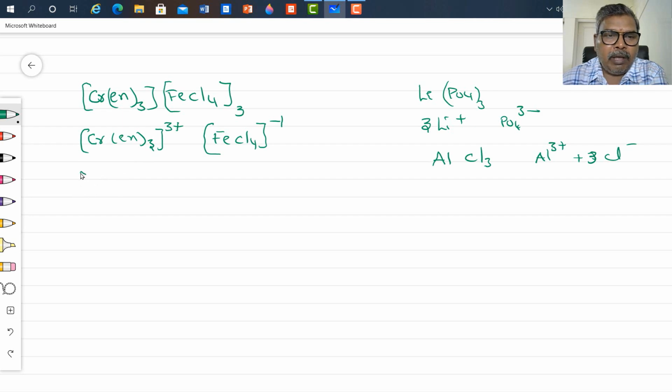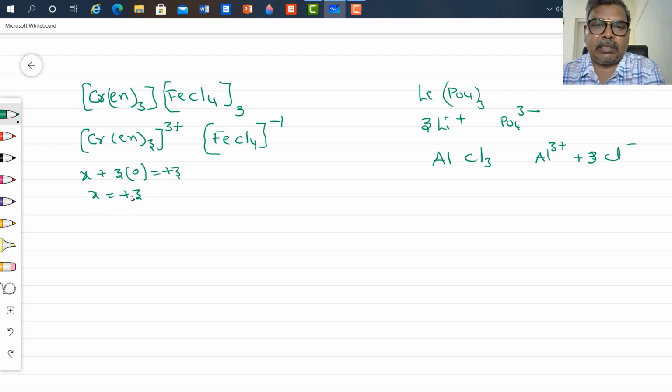Now chromium oxidation state is X. Ethylene diamine is a bidentate ligand and a neutral ligand, so X is equal to +3. Therefore the oxidation state of chromium is +3.